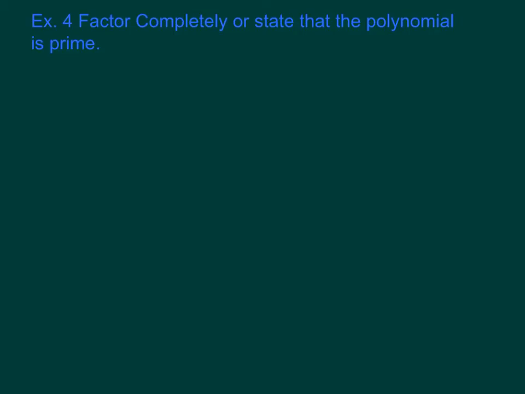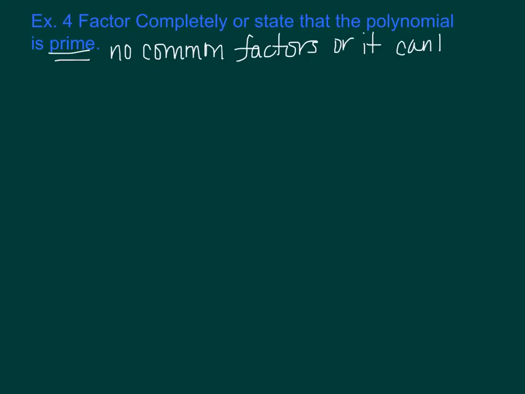Example 4, we're going to factor each term completely or state that it is prime. Prime means that there are no common factors. And you can't factor it. So let's look at A.